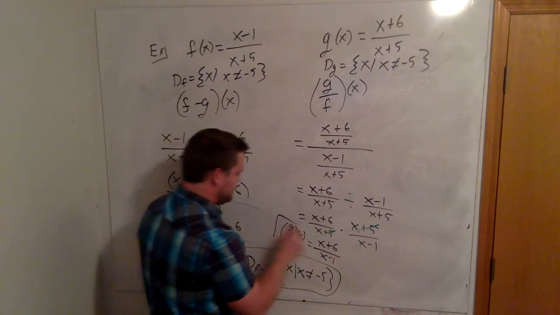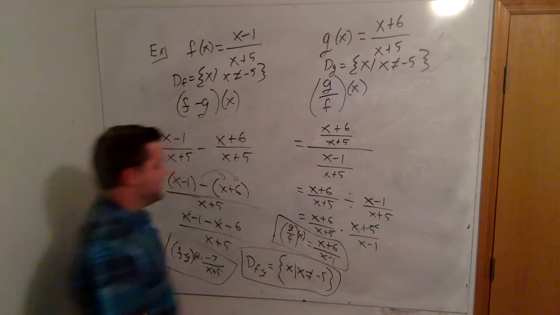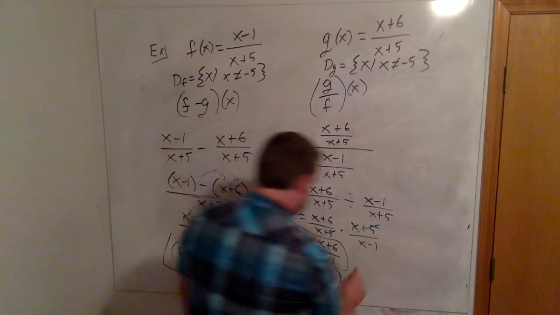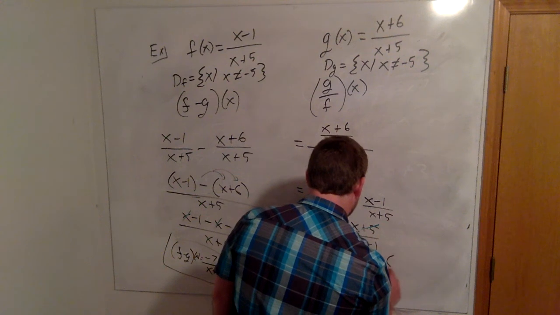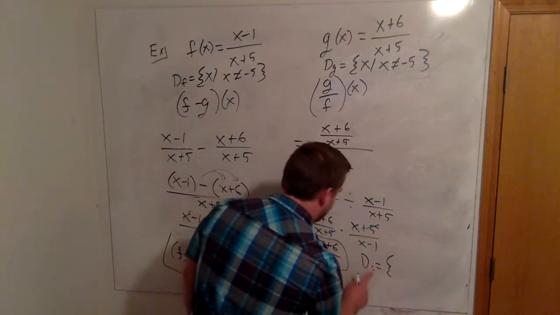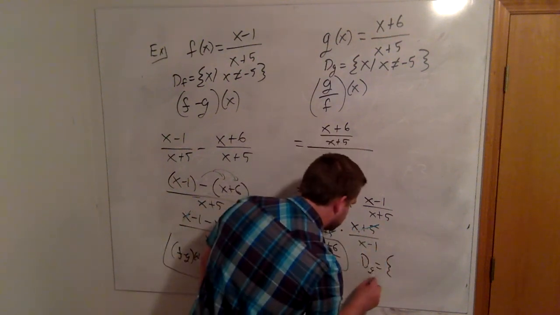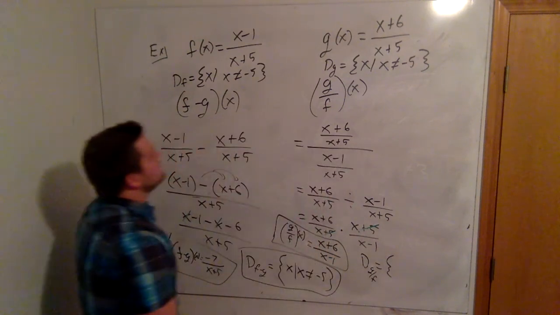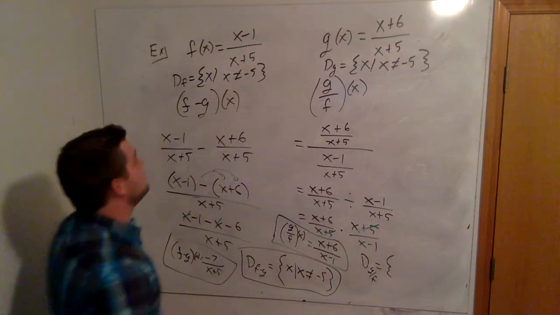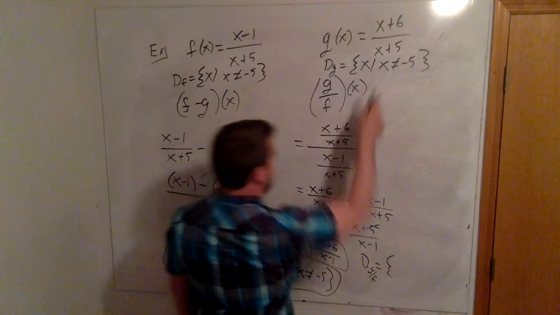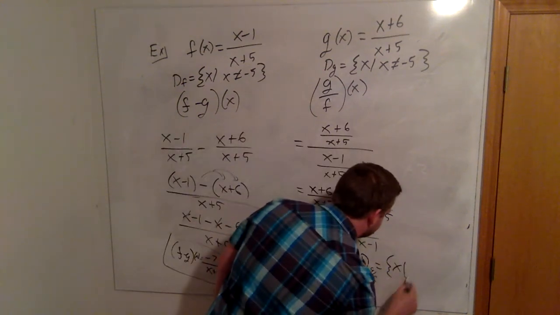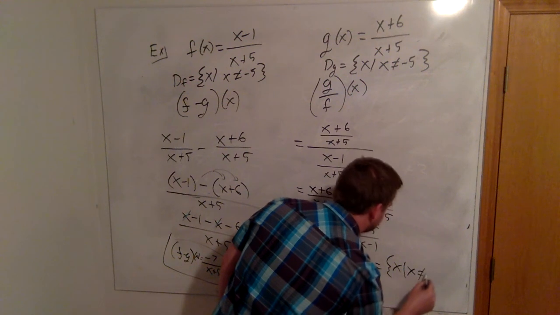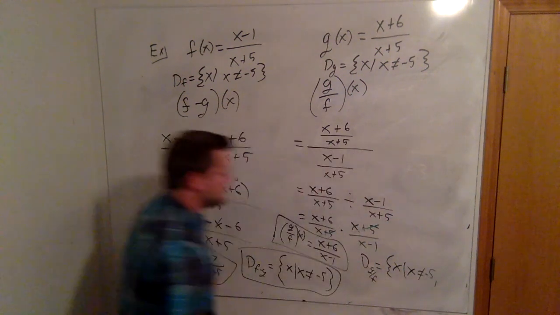Okay, so this is g divided by f. Now what's its domain? Well, the domain of g over f is everything that's in the intersection of both of these. So notice that x cannot be equal to -5. All x such that x cannot be equal to -5.